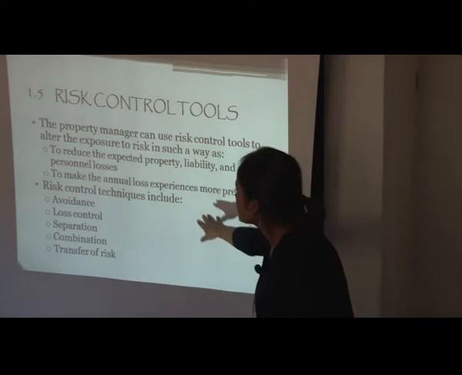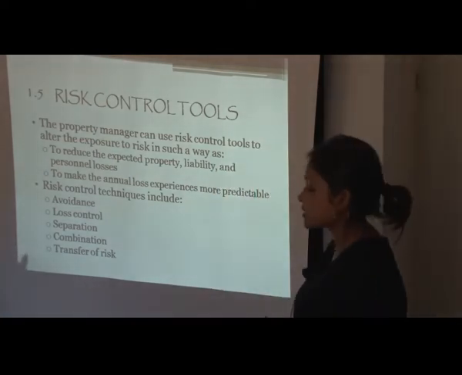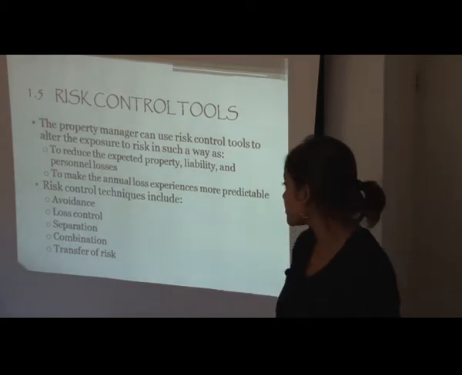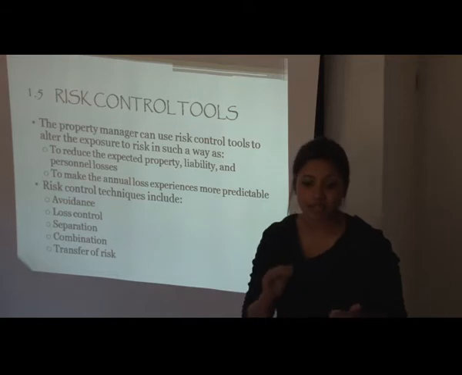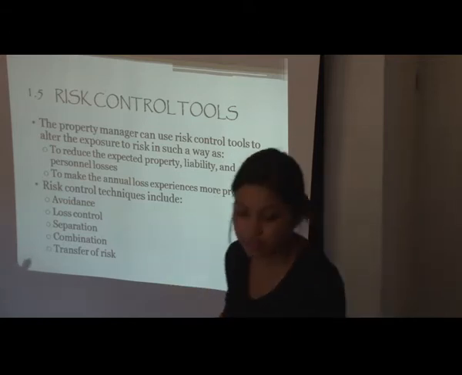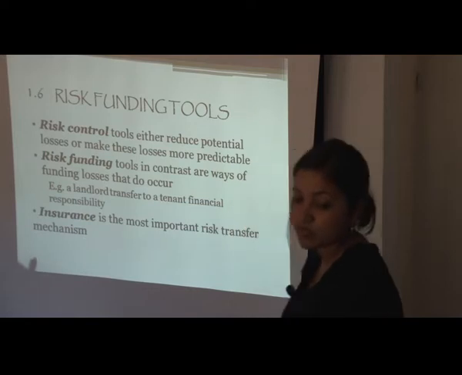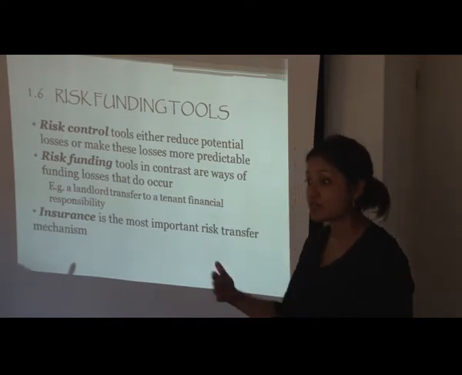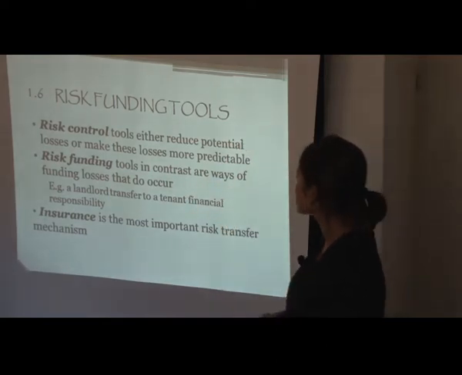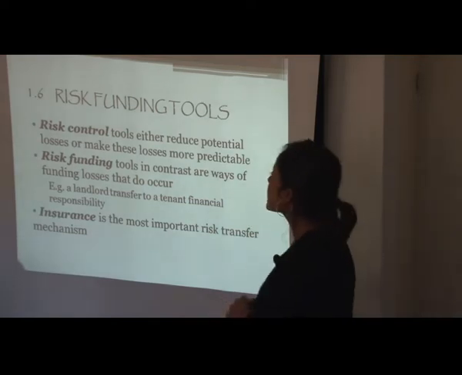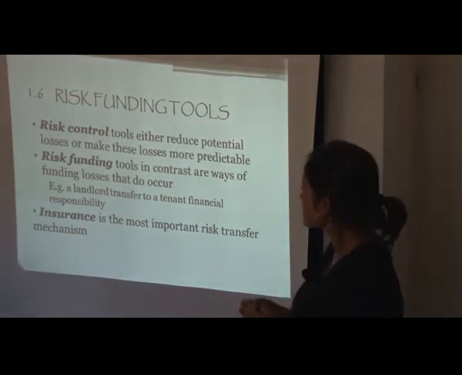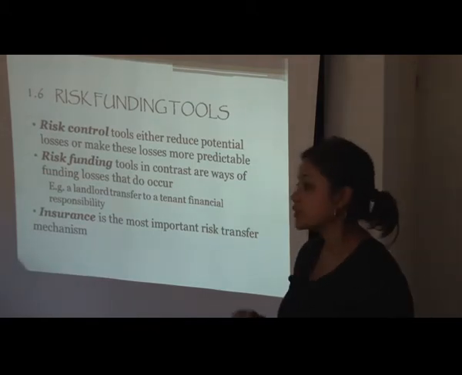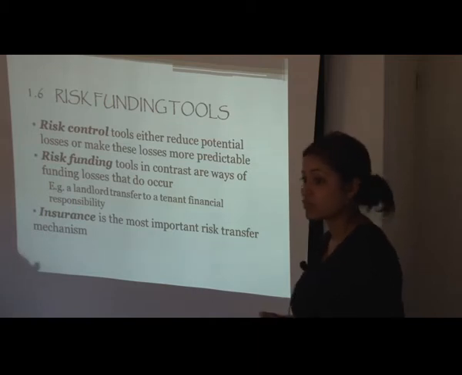And then also you need to know these 5 items. Risk control techniques include avoid, right? You avoid the risk altogether. Loss control, separation, combination, and the transfer of risk. That's just different ways that we can control the risk that we're exposed to, right? Then there's some definitions. You might have to know these definitions. You might have to match it up in an exam, who knows? But do know the definitions. Right. Risk control tools either reduce potential losses or they make it more predictable. Maybe you can't predict it altogether, but you've got a better idea of what to expect from your loss, right?